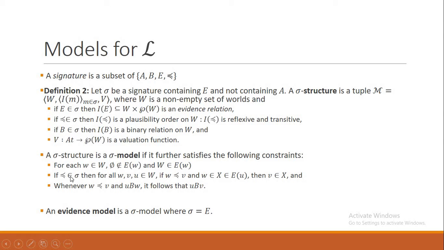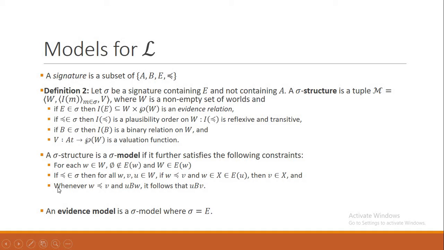The second constraint is if we have the plausibility ordering in our signature, then for all worlds W, V, and U, if V is more plausible or as plausible as W, and W is in some evidence set X for a world U, then V is in X. And what this just means is that if W is in our evidence set and there is a world V that is more plausible than W or as plausible as W, then that world V is also in that same evidence set. So if you have a piece of evidence that makes us believe that W might be the actual world, then that same piece of evidence should also give us reason to believe that all other worlds that are more plausible or as plausible as W may also be the actual world. And that makes sense. If V is more plausible than W, then whatever reason we have to believe that W might be the actual world should also give us reason to believe that V, the more plausible world, might also be the actual world.